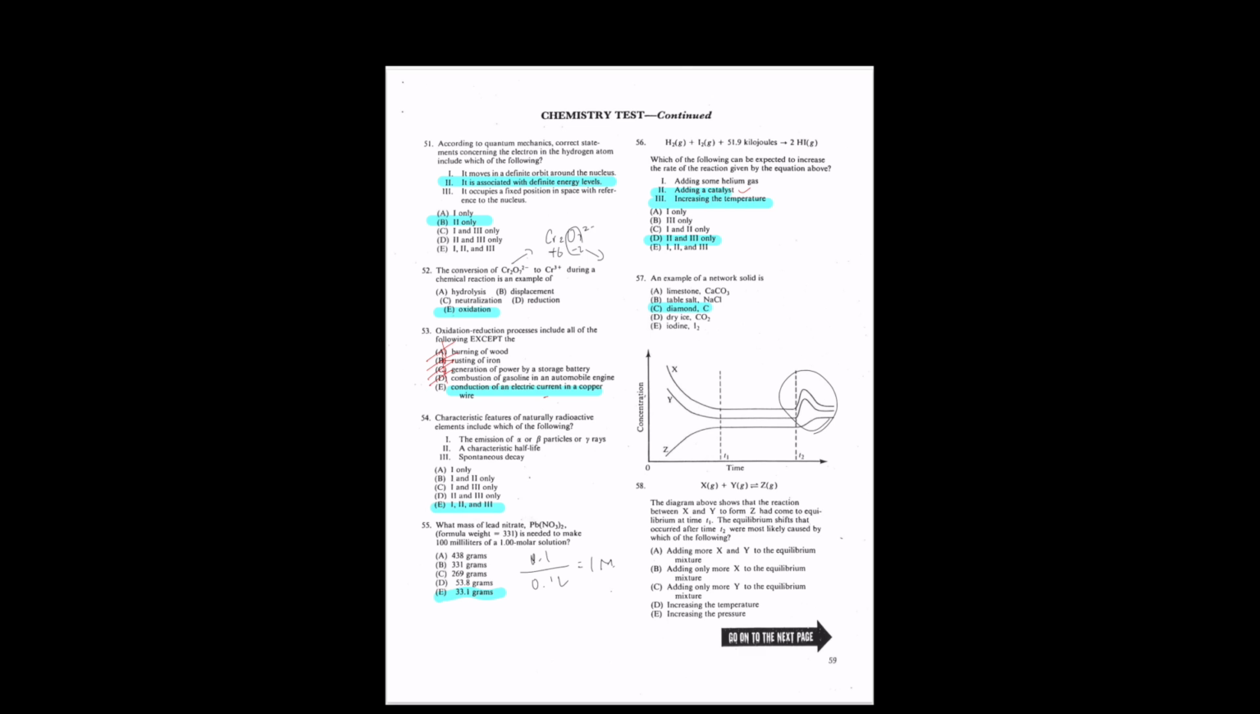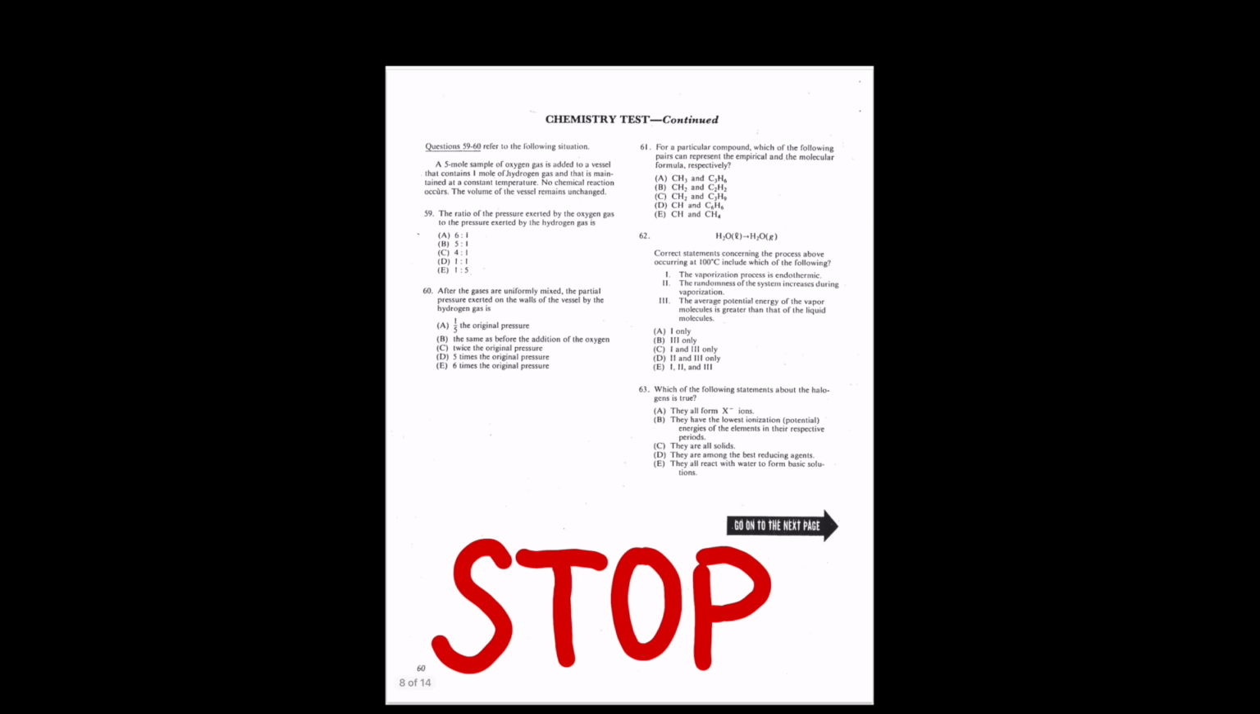Okay, so for this question, we see this increase here, and we see that it's most prominent in the X and Y graphs, and it's quite plateau in the Z. So we can know that the answer is A, adding more X and Y to the equilibrium mixture.